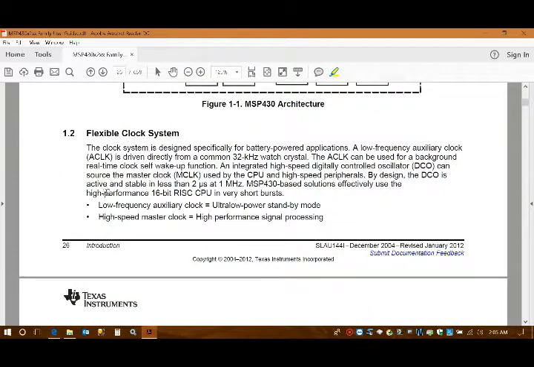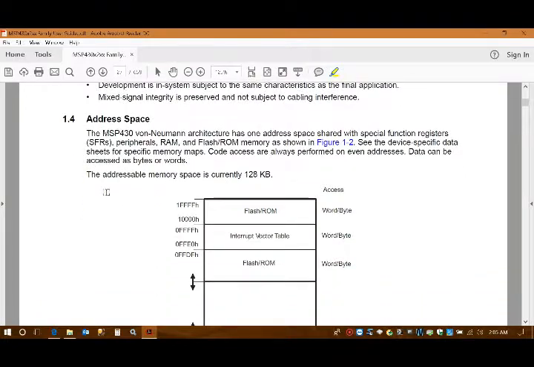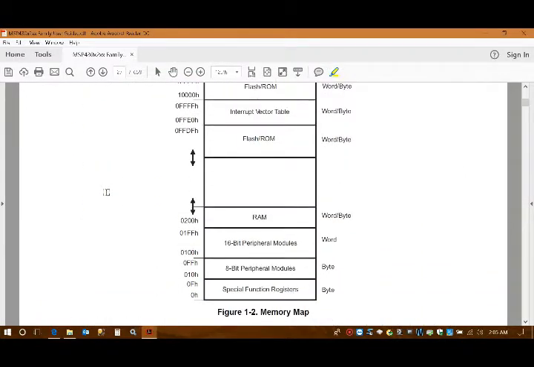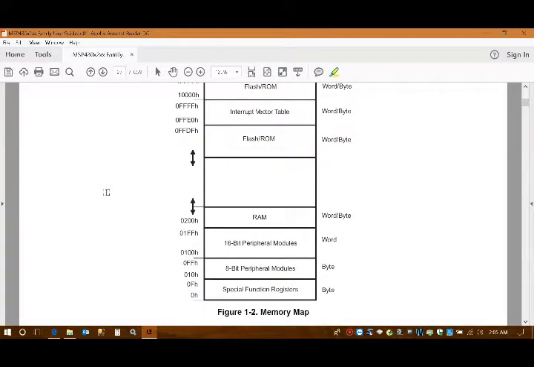You just have to go through these headings. Everything's written over here. One more important thing is the memory map, right? So the memory map, you can see that it's a 16-bit address map.